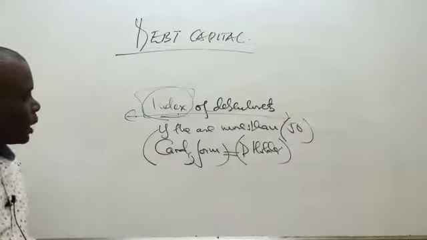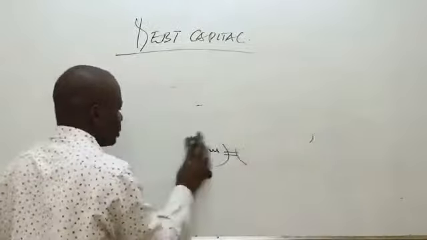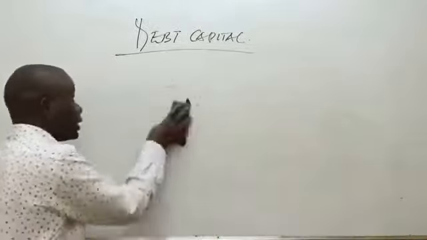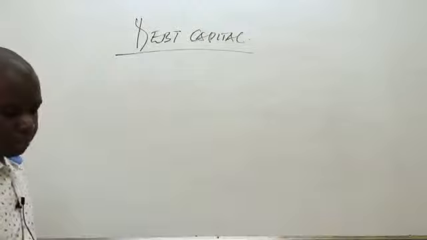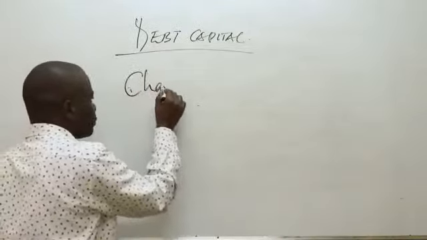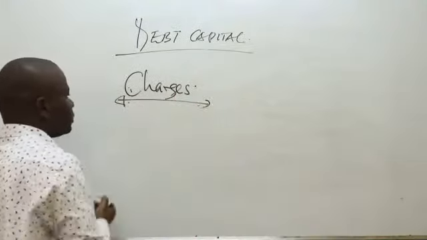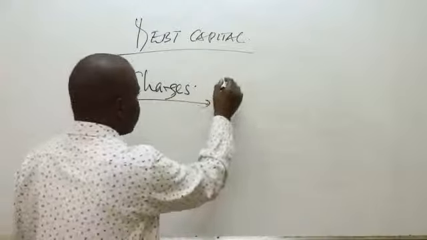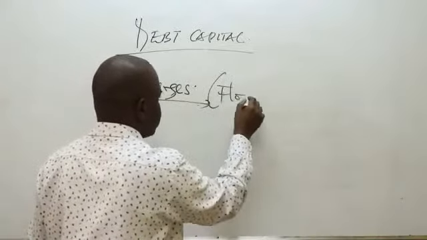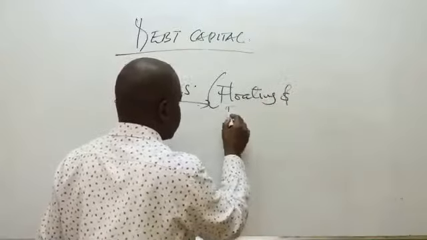So we can look at another key aspect. Under debt capital, you've seen generally that the company is borrowing, but now there is the aspect of charges. We can have two kinds of charges: a floating charge, and a fixed charge.